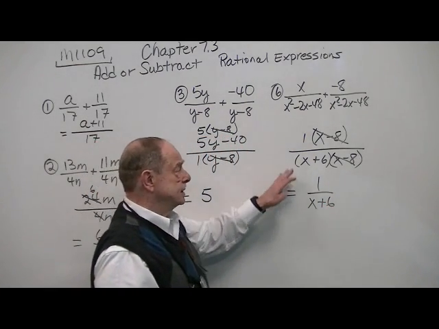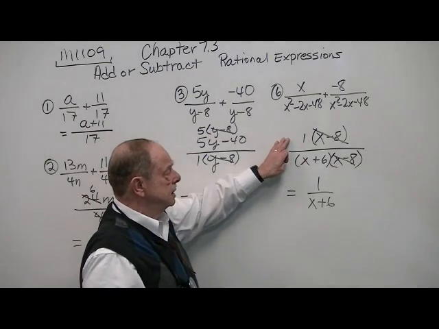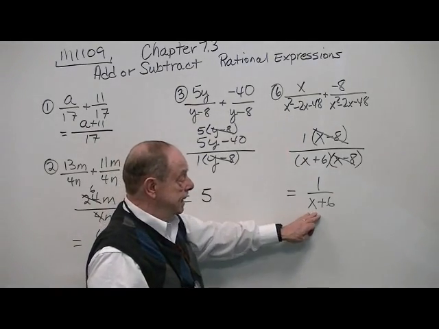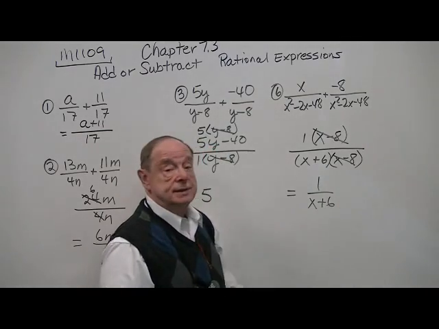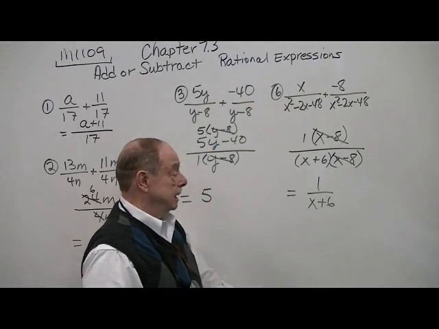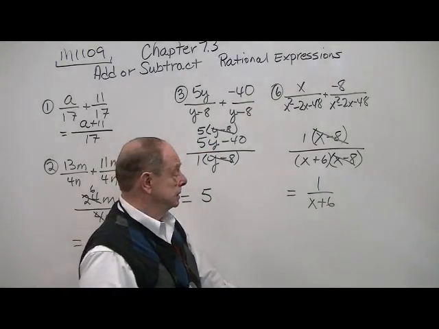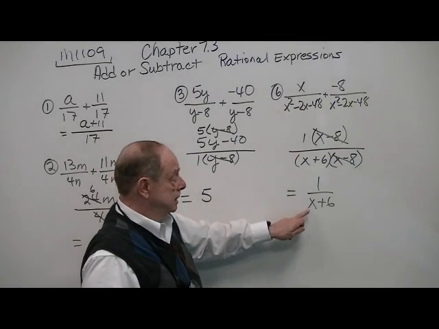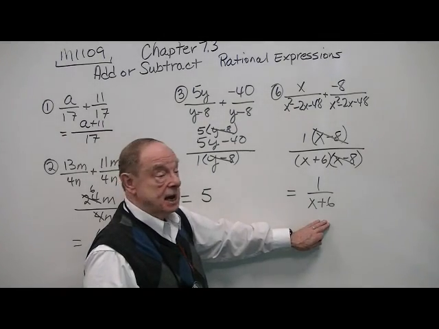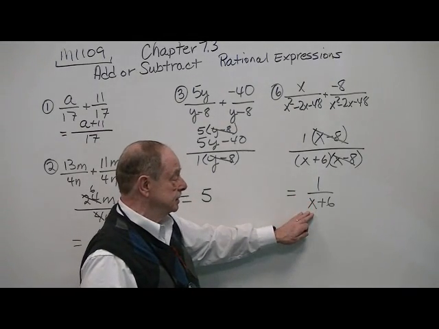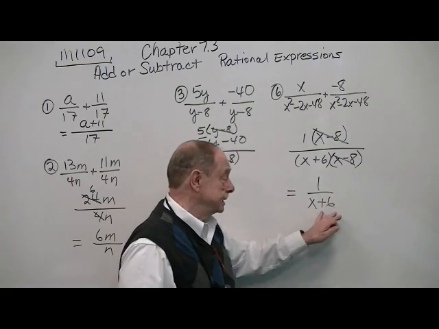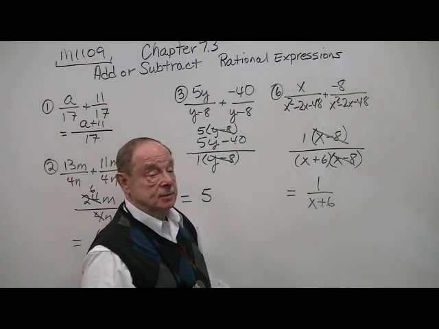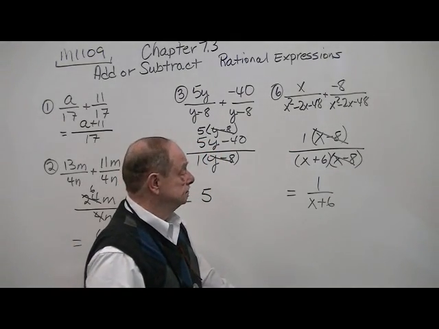Let me tell you that sometimes what students do is they will write this answer as x plus 6. And then of course that's incorrect. The 1 is in the numerator. X plus 6 is in the denominator. It's a fraction. If you just write it as x plus 6 in an answer column somewhere, that's wrong.